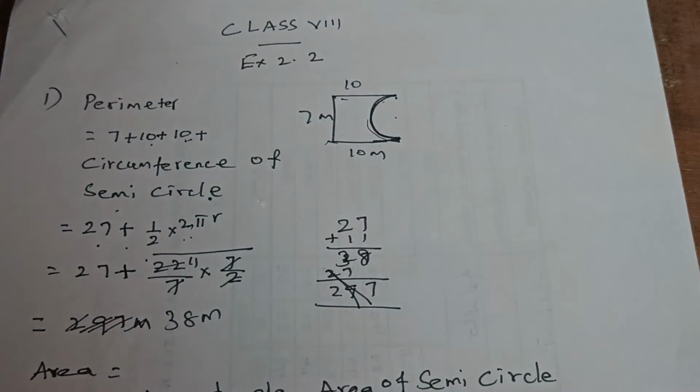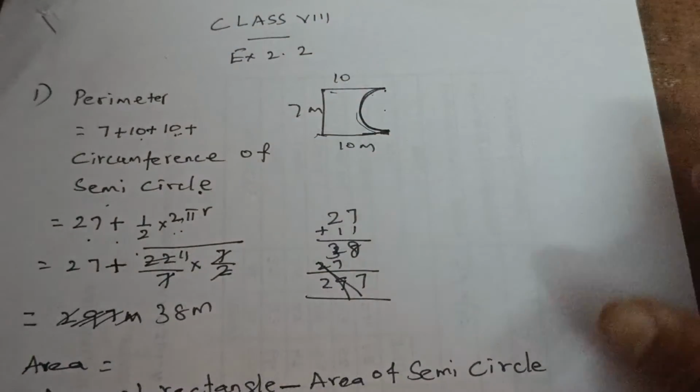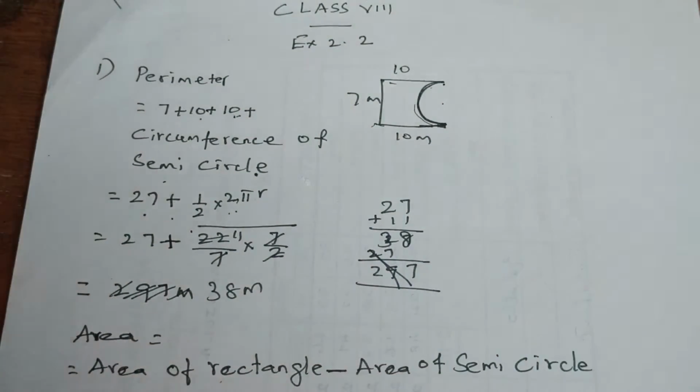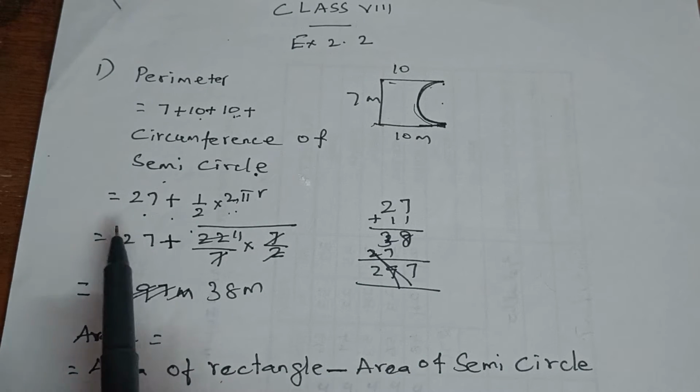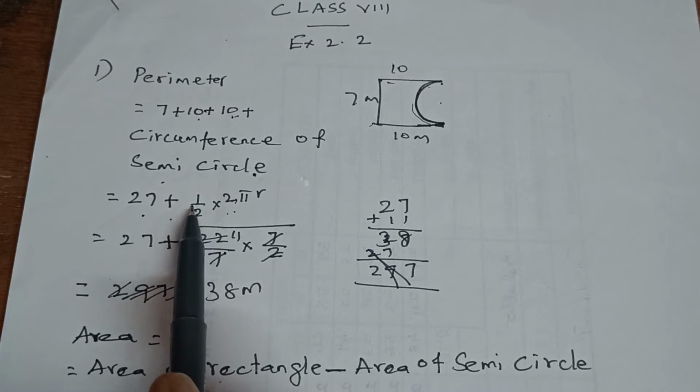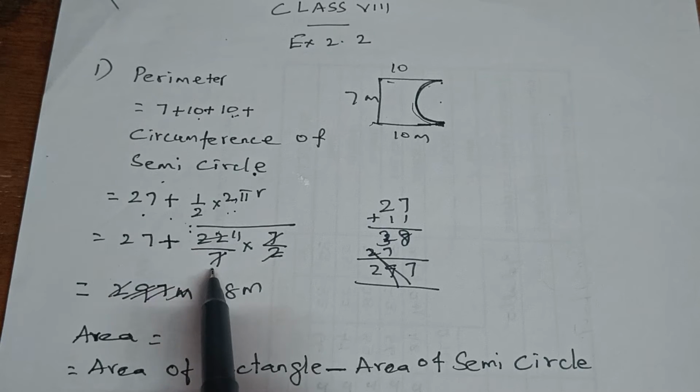And one more thing, you should be thorough with all the perimeter and area formulas of all the plane figures, all the quadrilaterals, triangle and circle. Okay, now you get 27 plus, what is it you are getting? 1 by 2 into pi value, which is given as 22 by 7.